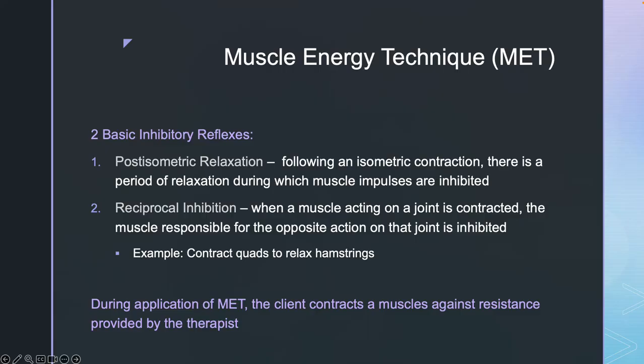So muscle energy technique has 2 basic inhibitory reflexes. So this inhibits the trigger point. You have your post-isometric and your reciprocal inhibition. Post-isometric follows an isometric contraction. So you guys haven't learned that yet, right? Okay, so isometric contraction, we'll say, is when 2 things are contracting at the same time. Like if you're holding this like this, like, I'm gonna like punch you, you're mad, right? So both sides are contracting at the same time.